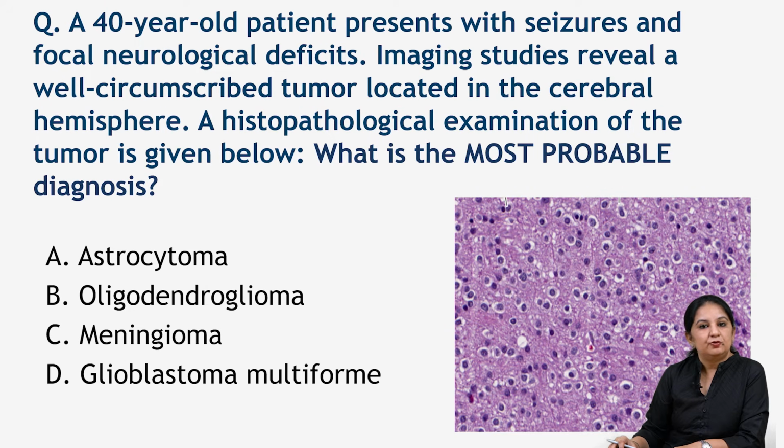A 40-year-old patient presents with seizures and focal neurological deficits. Imaging studies reveal a well-circumscribed tumor located at the cerebral hemisphere. The histopathology is given. What is the most probable diagnosis? Again, histopathology characteristically shows which feature? Very important, very commonly asked. This has been asked n number of times. The histopathology shows a fried egg appearance. You see fried egg appearance, the cells with a perinuclear halo.